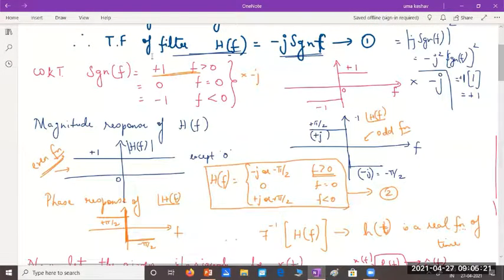Whenever you multiply this signum of f with minus j, what would happen to the phase value? All positive frequencies would get a phase lag of minus pi by 2, and negative frequencies would get a phase lead of pi by 2, or let's say plus pi by 2 would be the change in phase. And the magnitude response would look like this. The value of h of f could be represented like this.